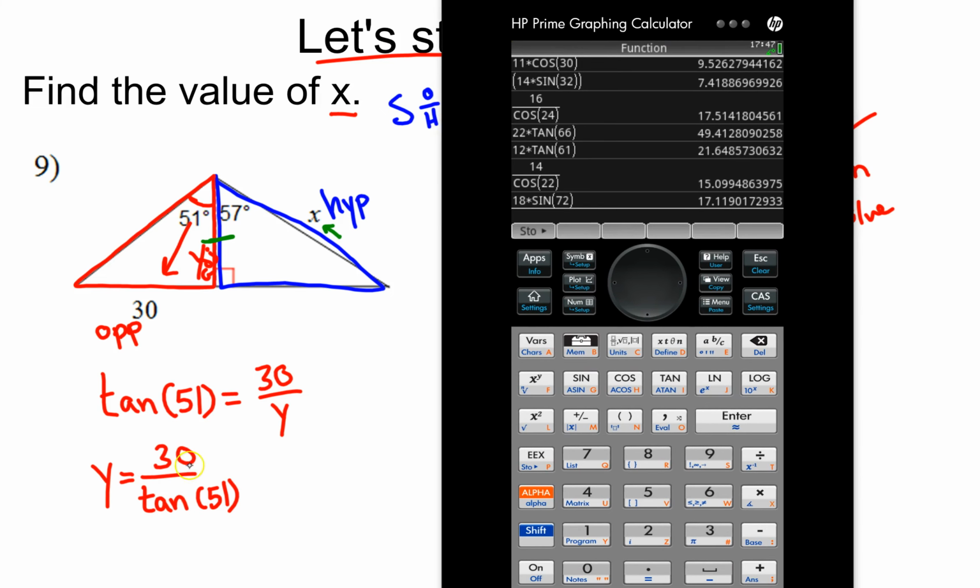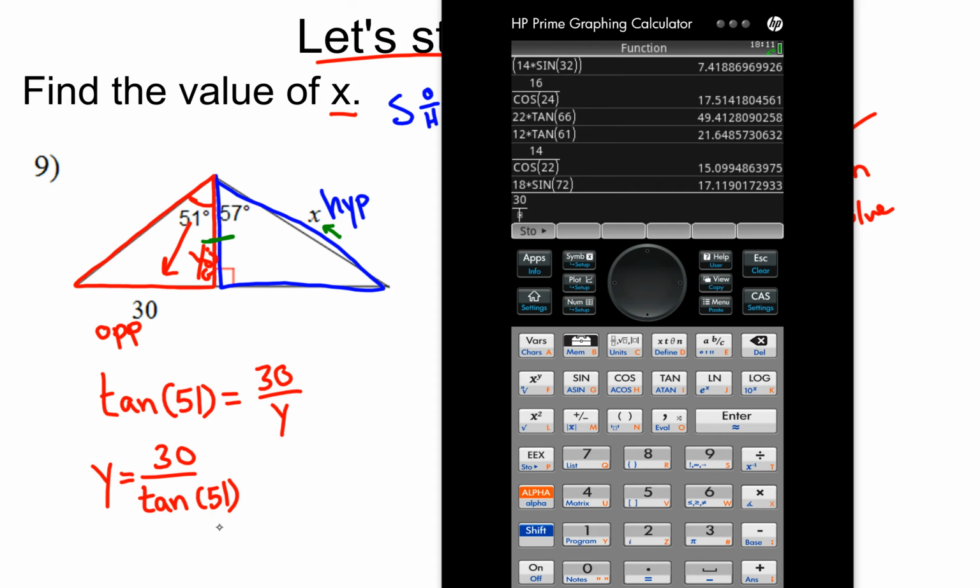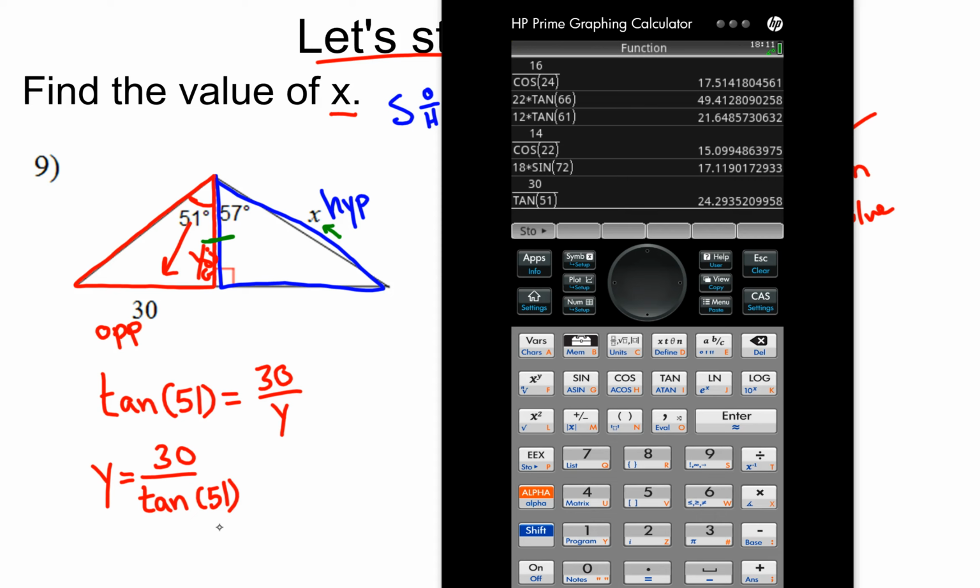So we're going to type in 30 divided by the tangent of 51. Hit enter. And there we go. We got 24.2935. That 5 is going to make that 3 round up to a 4. So we get a final answer for y of 24.294.